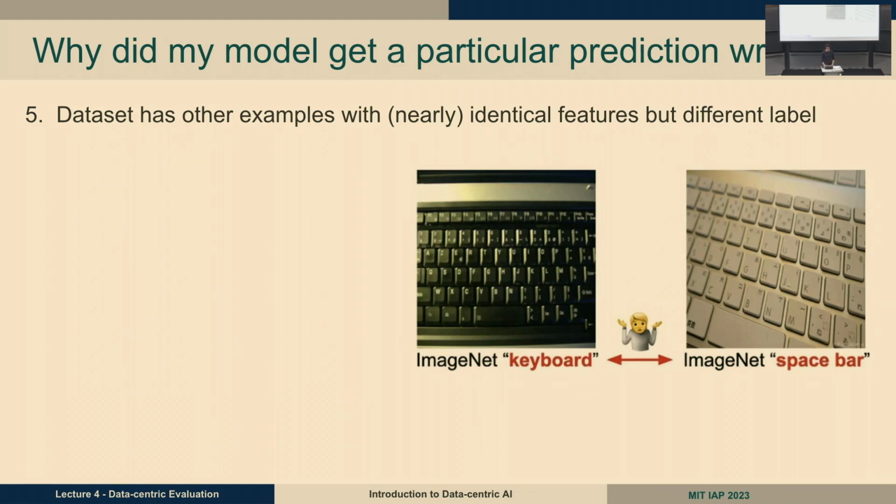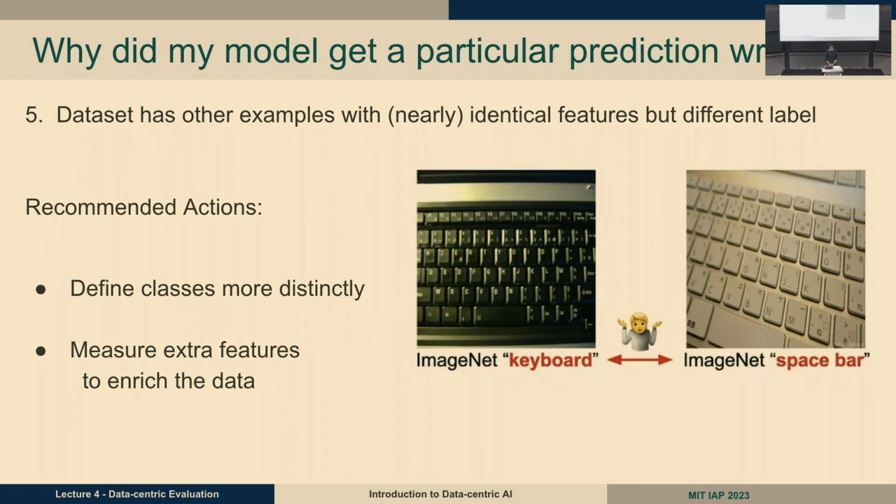And so going back to the example from the first lecture, from ImageNet, it has this keyboard class and this spacebar class, and the images from both look very similar, and so inevitably some models will just have a non-zero loss on certain images from these two classes because each image is only given one of these two labels.